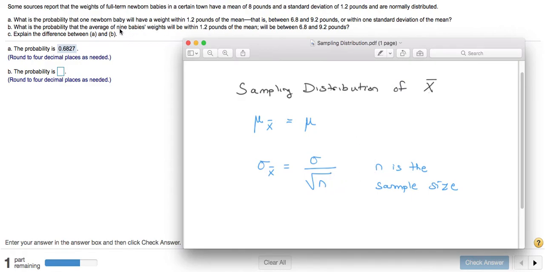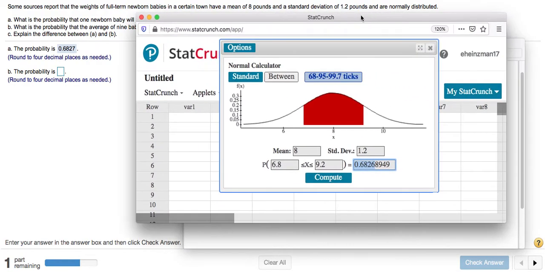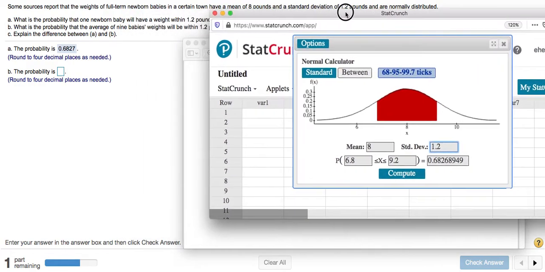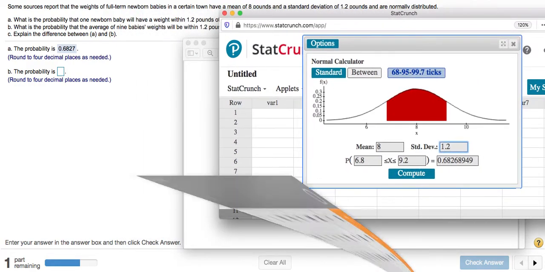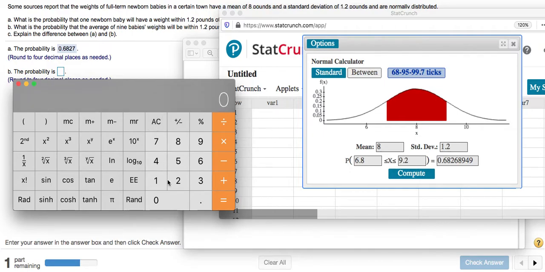Here the sample size is 9, n is equal to 9. The square root of 9 is 3, so I'm going to take the old standard deviation and really divide it by 3. All right, let's put all this information into the calculator. So I'm leaving the mean alone, but I am dividing this number by the square root of 9, which means I'm dividing it by 3. Maybe just to see it a little bit better, I can do this on a calculator. So I take the old standard deviation, 1.2, and I divide it by the square root of 9, which is really dividing it by 3. So 0.4. That is my new standard deviation.